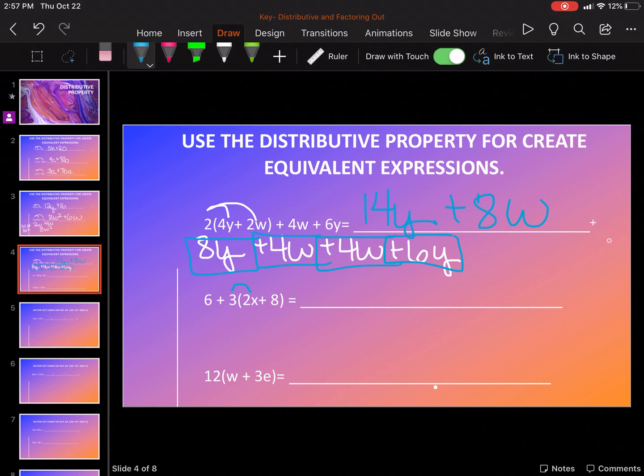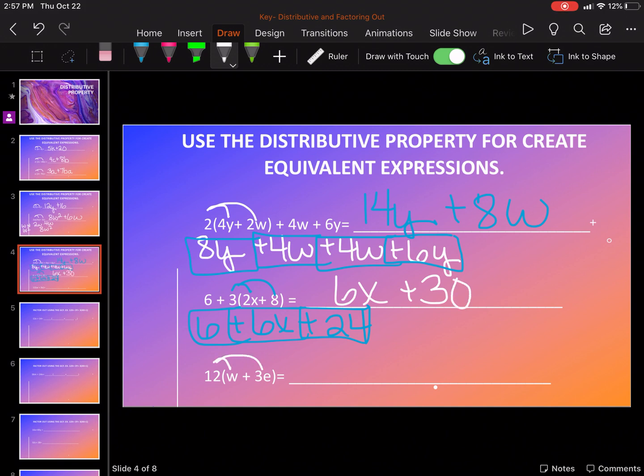Here we're going to distribute the 3, so the 6 is going to come down, so plus 6x, and then 3 times 8 gets me 24, and then we're going to train it up and combine like terms. And then 6x is going to stay the same, and then 24 plus 6 is 30. And distribute the 12, so 12w, and then 12 times 3 is going to give me plus 36e.